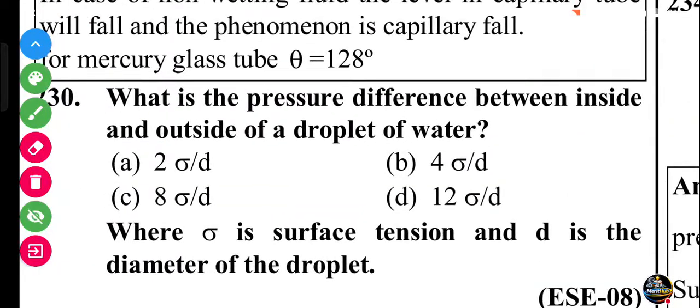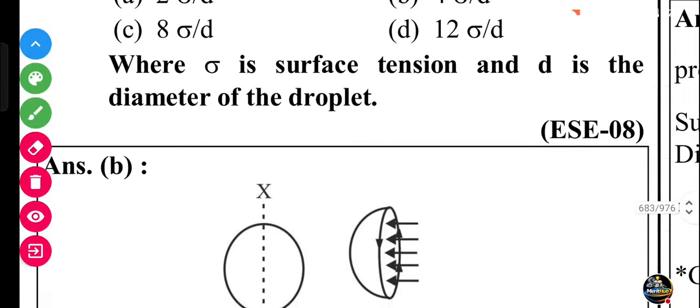Next question, friends. What is the pressure difference between the inside and the outside of the droplet of water? Only for water it is 4 sigma by d. Okay.